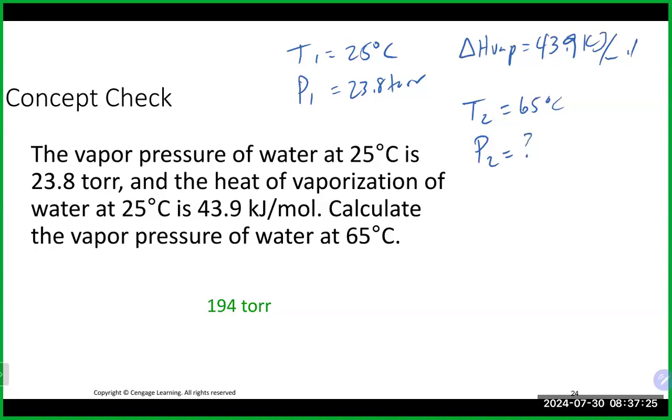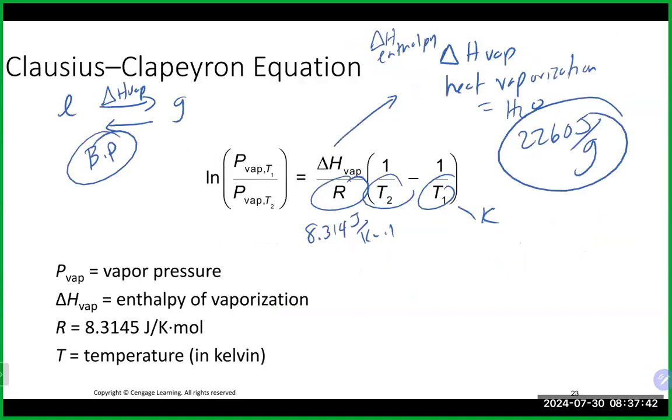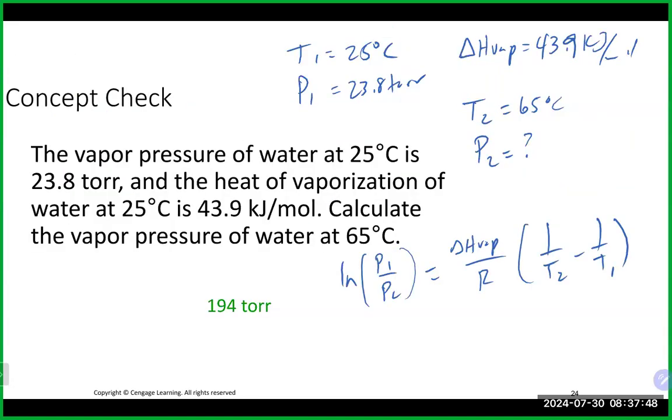So in this particular formula that we see here on this page, the natural log of P1 over P2 is equal to delta H of vaporization over R times 1 over T2 minus 1 over T1. That's the version it has, I think. We do have to convert our temperatures into Kelvin. So we would add 273 here, giving us 298 Kelvin. Here we'll add 273, and 65 plus 273 is 338.